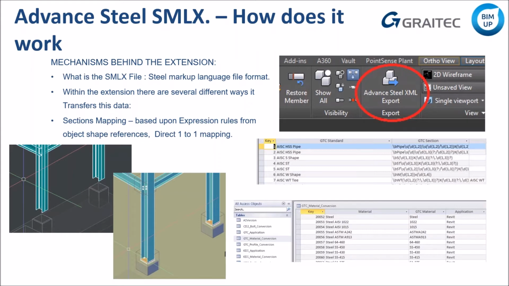It uses shape references, or it can use a direct one-to-one mapping reference as well. Its foundation comes from the use within the Revit Advanced Steel link.